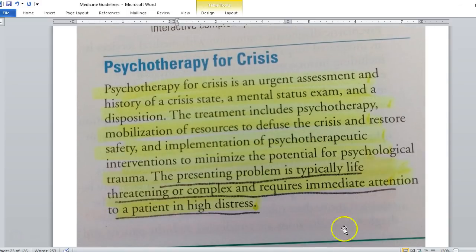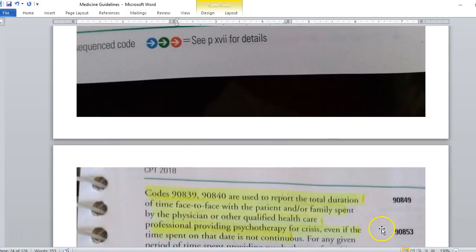And then we get to psychotherapy for crisis. So psychotherapy for crisis is an urgent assessment and history of a crisis state, a mental status exam, and disposition. The treatment includes psychotherapy, mobilization of resource to diffuse the crisis and restore safety, and the implementation of psychotherapeutic interventions to minimize the potential for psychological trauma. The presenting problem is typically life-threatening or complex and requires immediate attention to a patient in high distress. Okay?